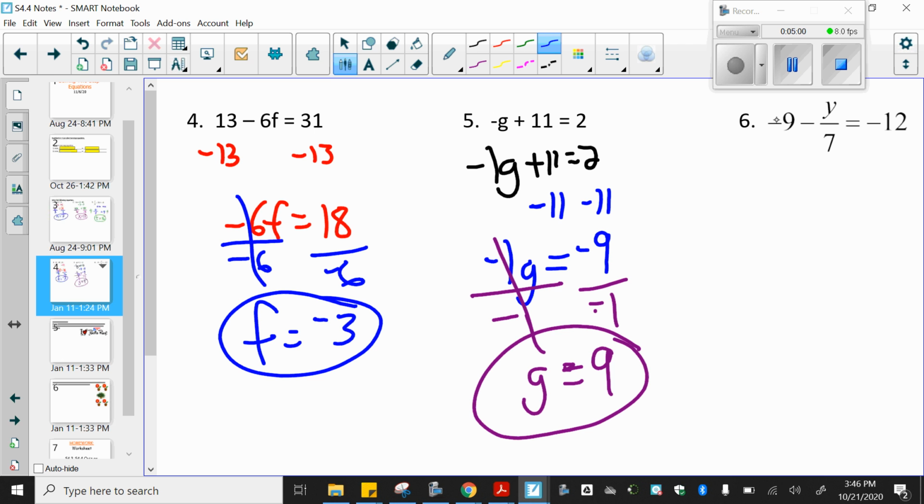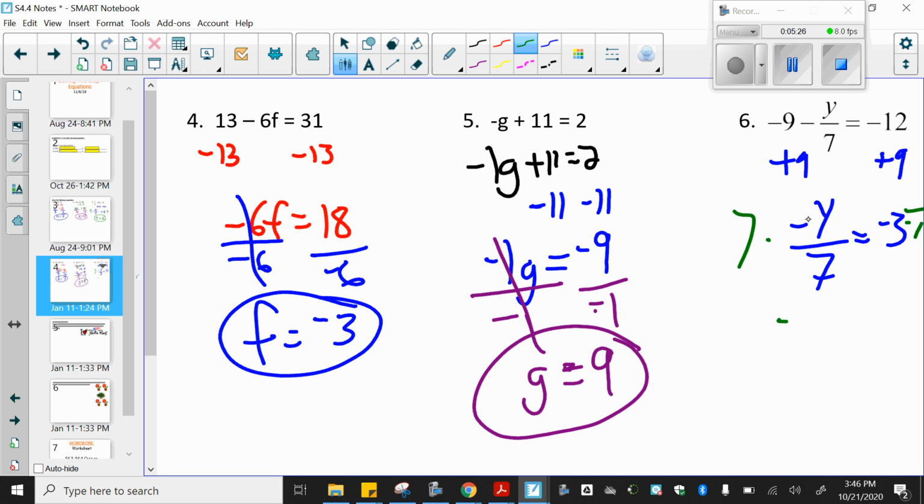Number 6, I have negative 9 minus y divided by 7 equals negative 12. I'm going to add 9 to both sides. Add 9, right? It's going to leave me negative y divided by 7 on one side and negative 3 on the other. And then I'm going to multiply both sides by 7, right? I have negative y divided by 7, so I'm going to multiply to get rid of that divided by 7.